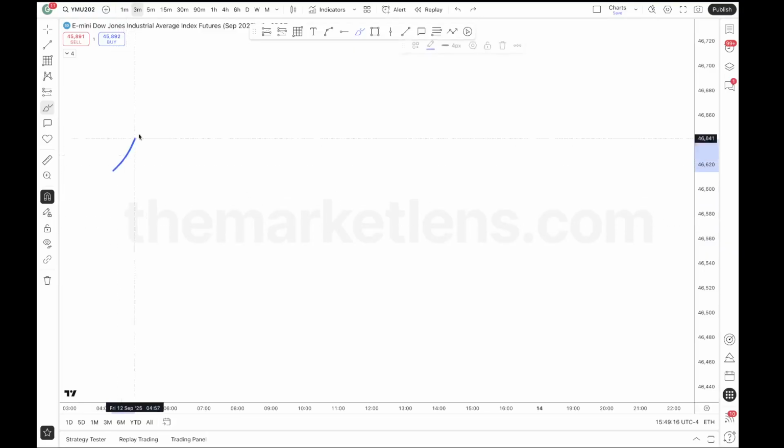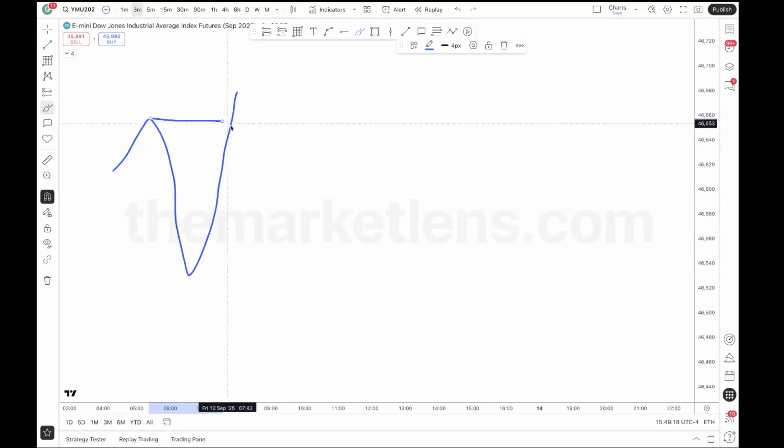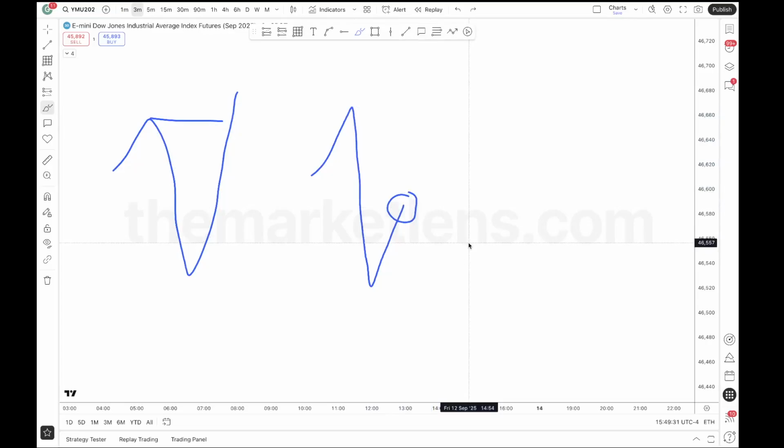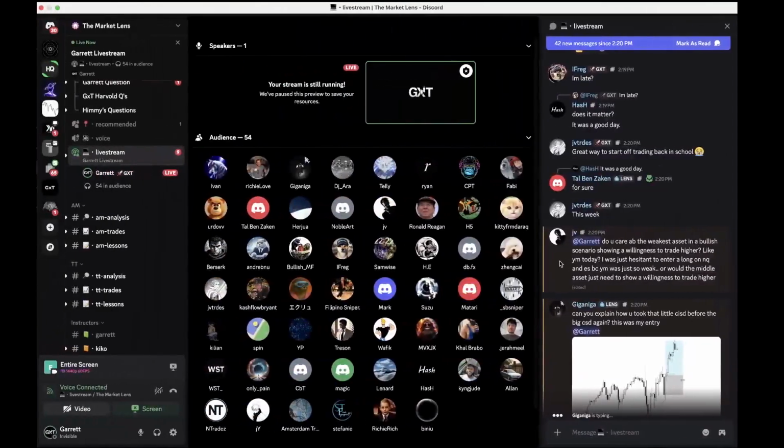So let's say NQ hits a high. Let's say the middle asset is ES. So I want to see this strength switch here. I want to see this asset turn stronger to catch up and break this SMT. Does that make sense? And that's what you're going to see a lot.